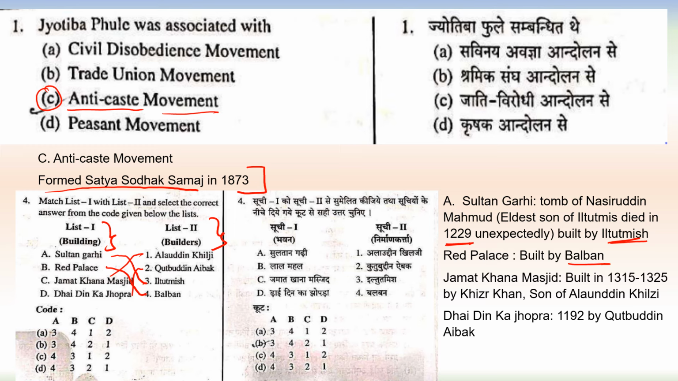Jamaat Khana Masjid was built in 1315 to 1325, and it was built by Khizr Khan during the reign of Alauddin Khilji. Khizr Khan was the son of Alauddin Khilji, and in his reign Jamaat Khana Masjid was built. Dhai Din Jhopda was built in 1192 by Kutubuddin Aibak.